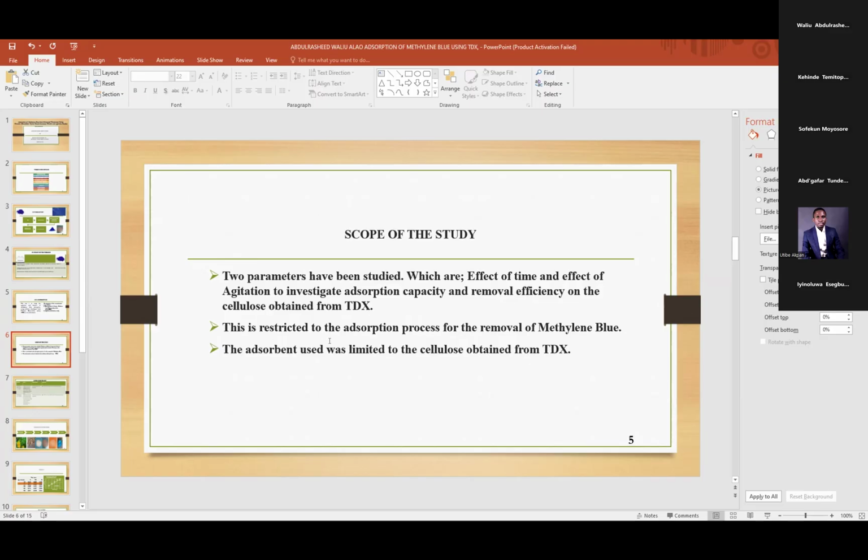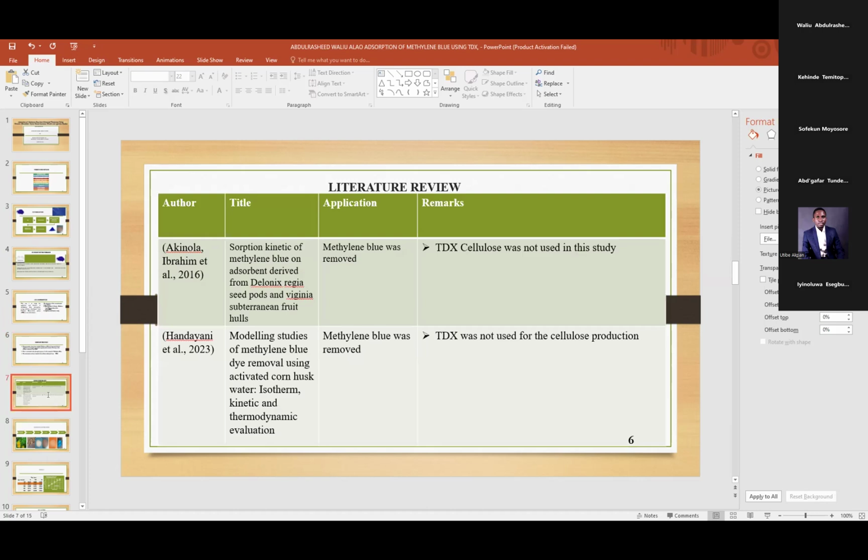Also, this is restricted to the adsorption process for the removal of methylene blue, because, as I said earlier, the dye considered in this study was limited to methylene blue and not other dyes. The adsorbent used was limited to the cellulose obtained from TDX, not some other adsorbent. It's just limited to this cellulose obtained from TDX. These are the literature reviews.